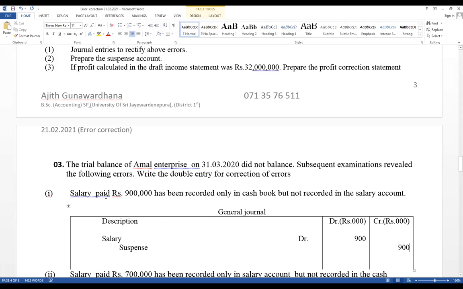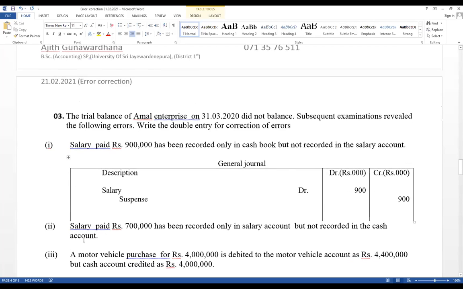Narration: being correction of salary paid 9,000 has been recorded only in the cash book, but not recorded in the salary account. Second one, think about it.